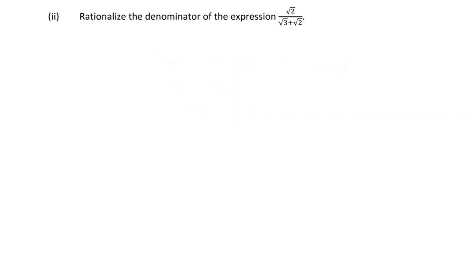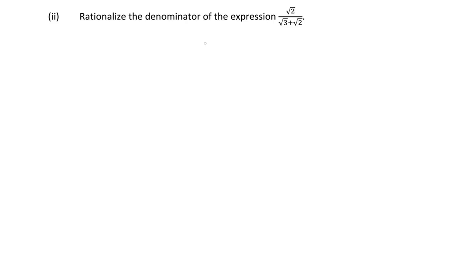For Roman 2, we are supposed to rationalize the denominator of the following expression. So we have been given the expression there. Okay, so this is a radical problem. So to rationalize the denominator, first we are going to multiply root 3 minus root 2 for both numerator and denominator.